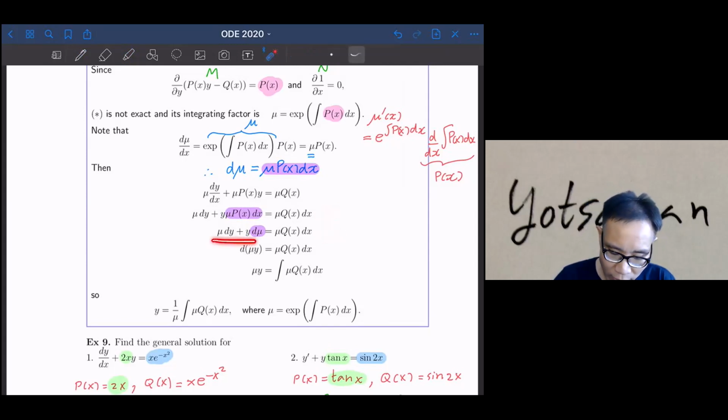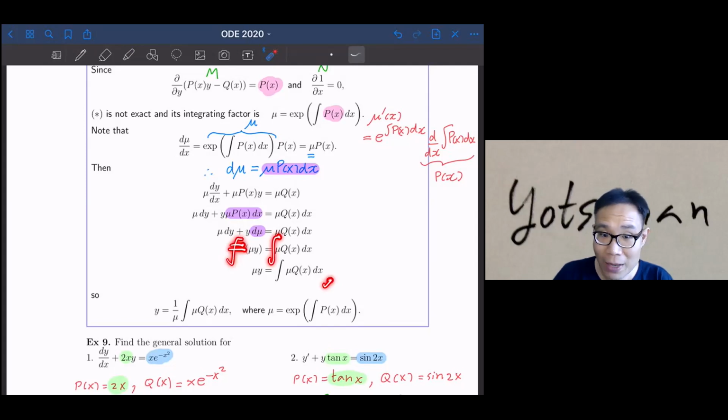And on this side, you have mu dy plus y d mu. Mu dy plus y d mu is the product rule of d of mu y, okay? And d of mu y will be equal to mu qx dx. So you're going to integrate both sides. Integrate and differentiate cancel each other, so you get mu y equal to the integral of mu qx dx.